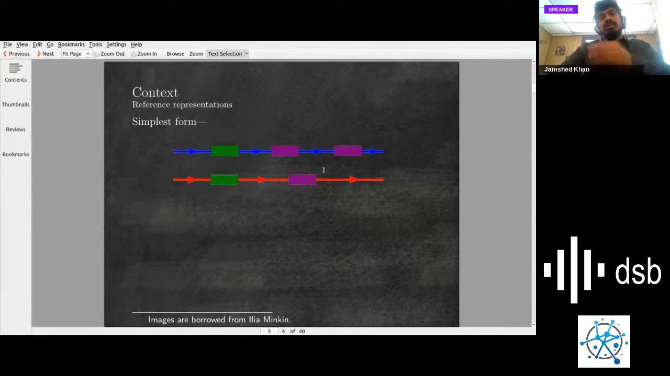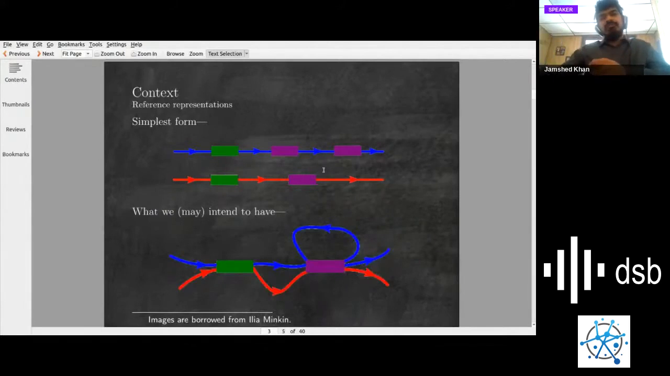So instead of just these plain strings, what we may intend to have is something like this, where the repeated substrings or repeated subblocks of nucleotides are unified into one block. For example, we may want to have a graph structure that looks like this, where the repeats are resolved into one block.